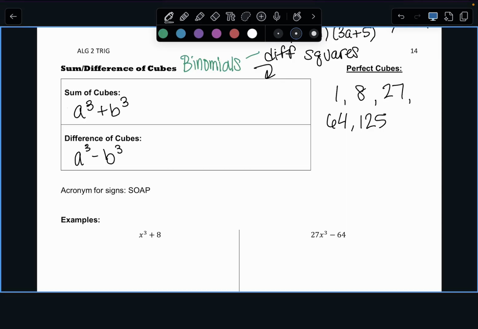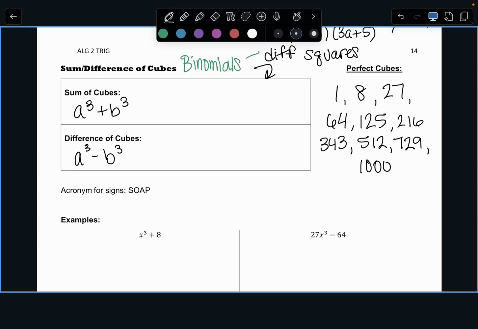So 6 cubed is 216. 7 cubed is 343. 8 cubed is 512. 9 cubed is 729. We know 10 cubed. 1,000. Whew. Okay, good. So, anytime you see numbers like this or a variable cubed, you should be thinking maybe difference or sum of cubes. Okay. Just like difference of squares, these 2 you'll have to memorize.